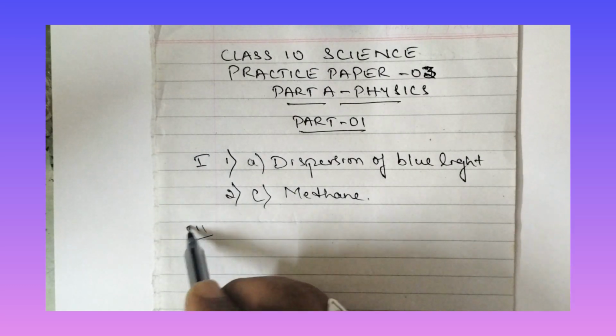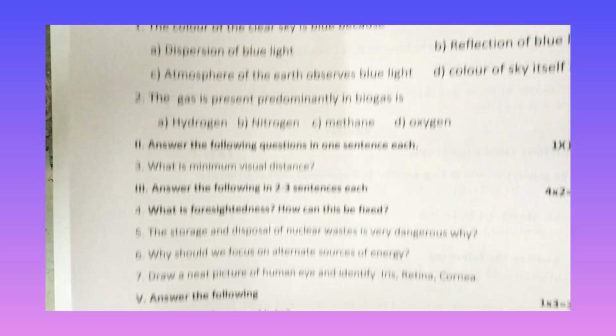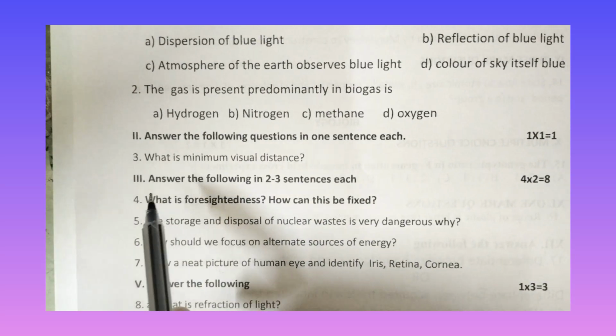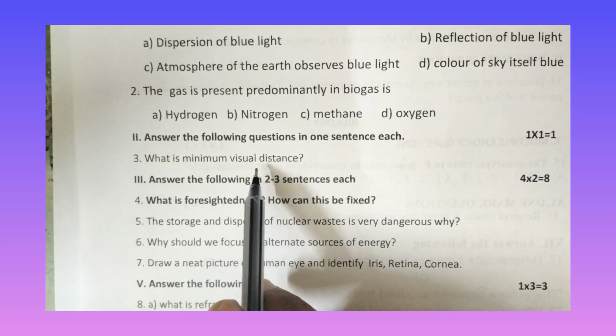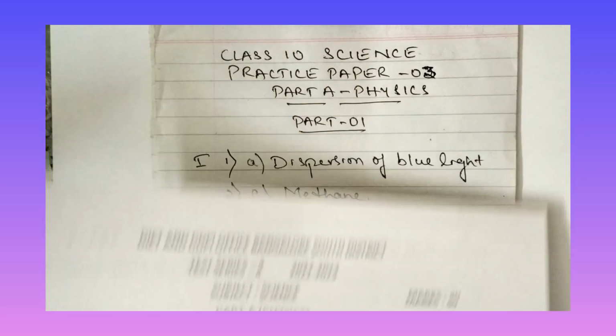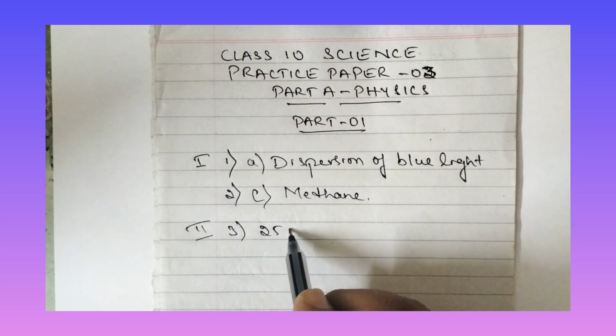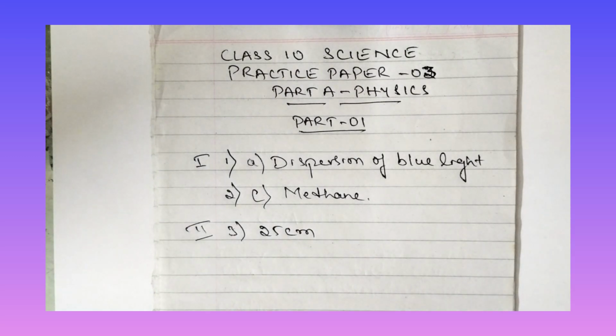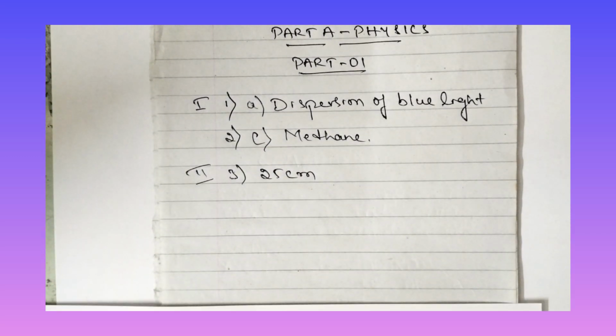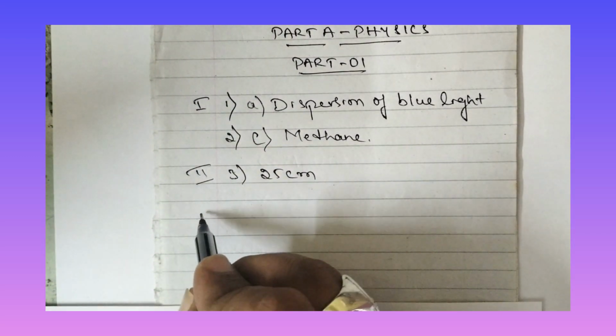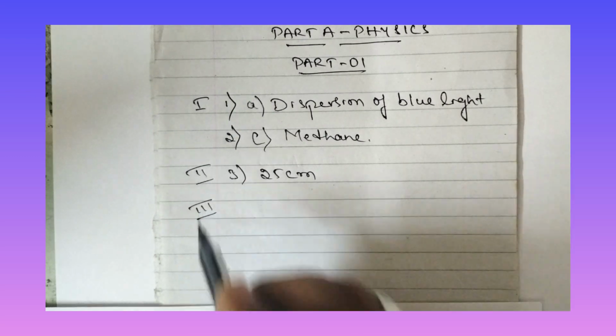So now let us move to the second main. In the second main, that is the third question, what is the minimum visual distance they have given? So the minimum visual distance is 25 centimeter. So minimum is 25, maximum is infinity. So now let us move to the third main.